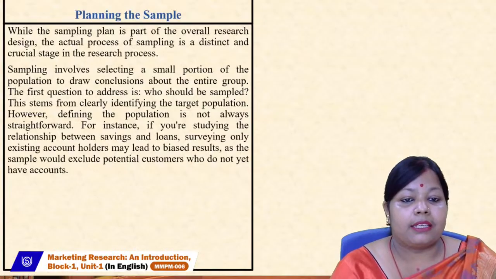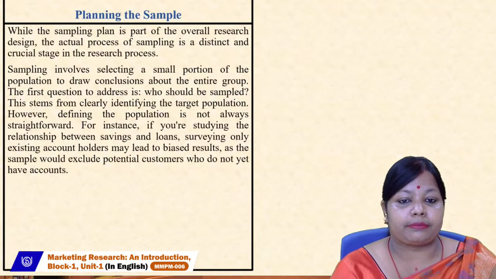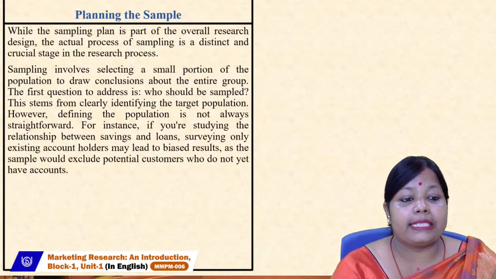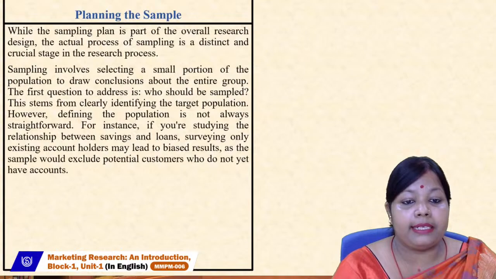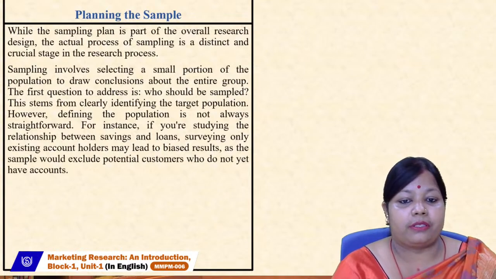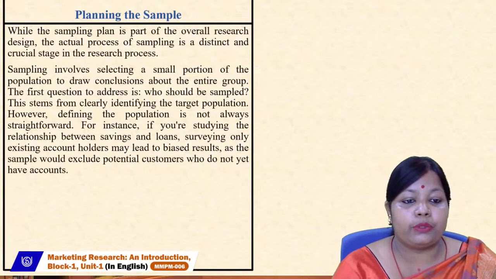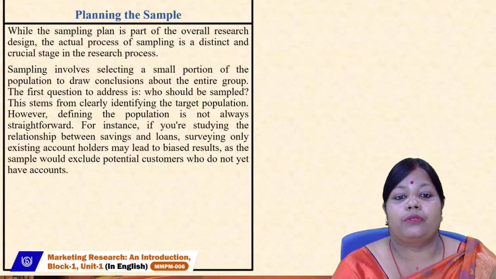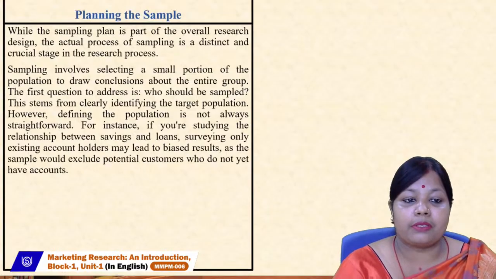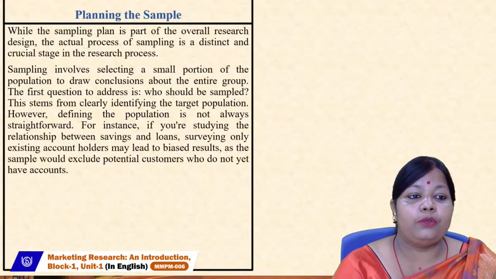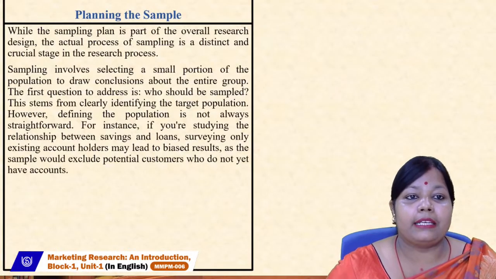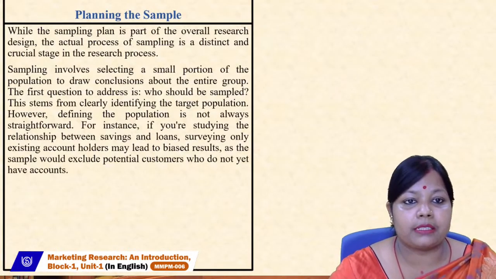For instance, if we are studying the relationship between savings and loans, surveying only existing account holders may lead to biased results, as the sample would exclude potential customers who do not yet have accounts. So these are the exceptions. The researcher needs to plan for the sampling very carefully, which is most important for the researcher as it is a method of collection of data.